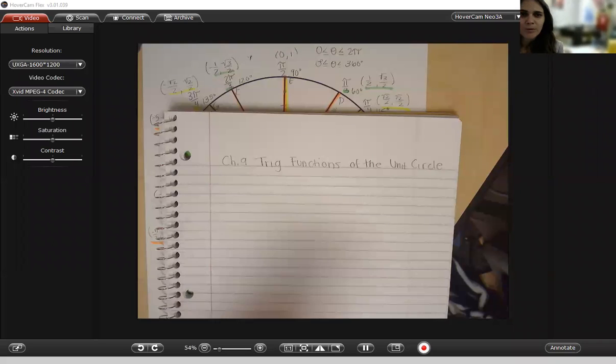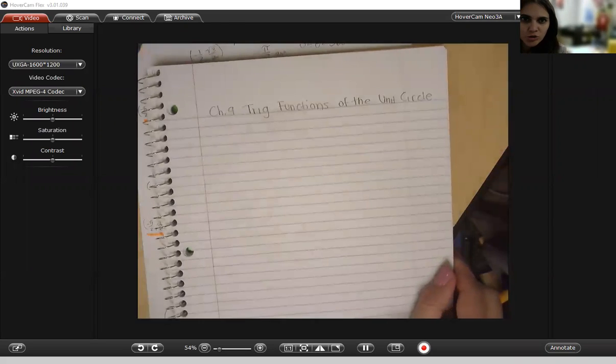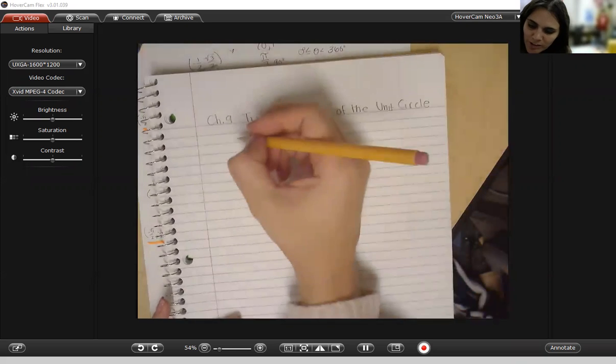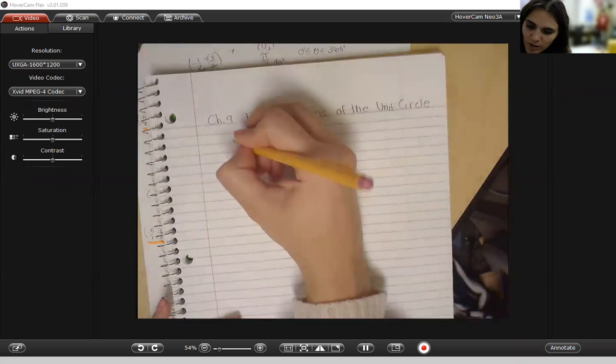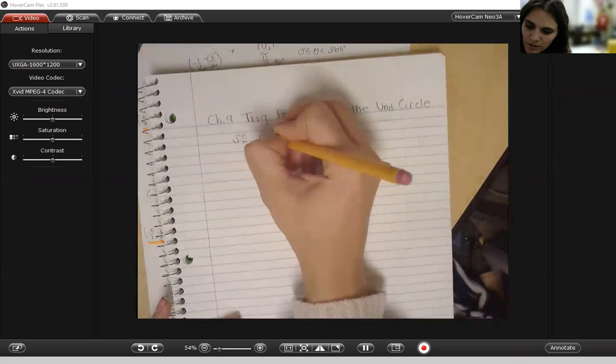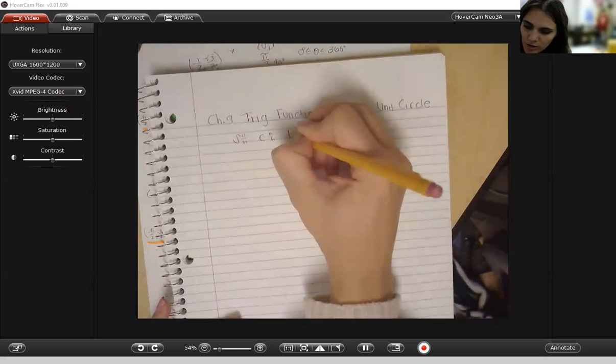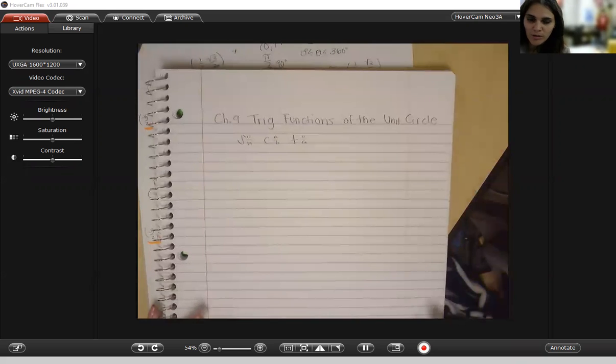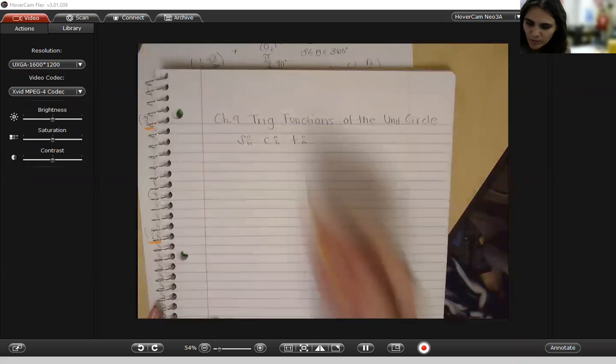All right. Hello, we are going to review trig functions of the unit circle. You hopefully will remember from previous classes your SOHCAHTOA, and that will help you get started here. So what are the three trig functions that we know?